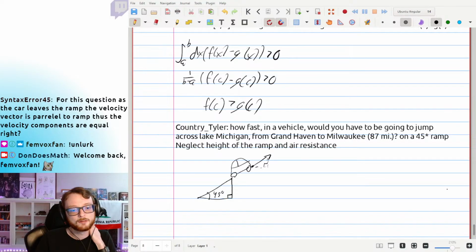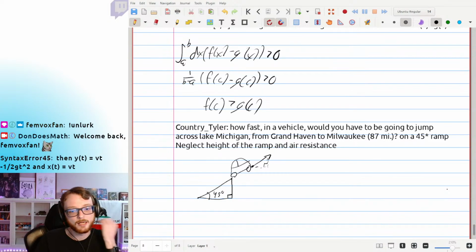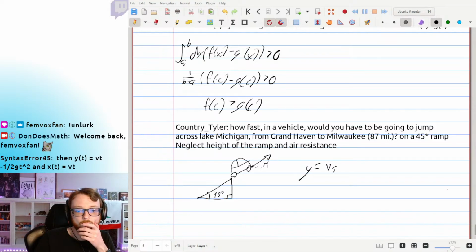Yeah, right. Okay, the y position at any time is the initial velocity times sine 45 degrees times time.